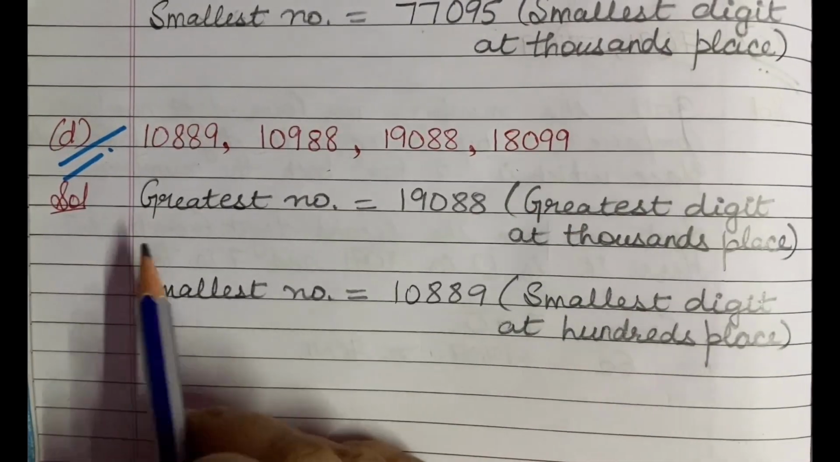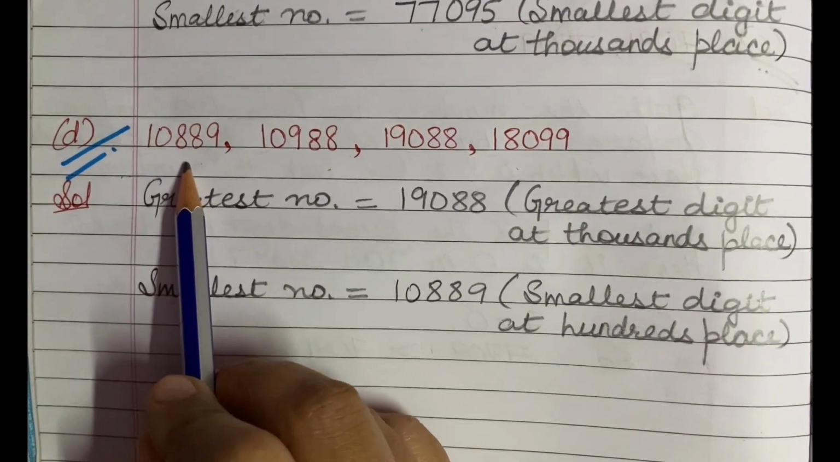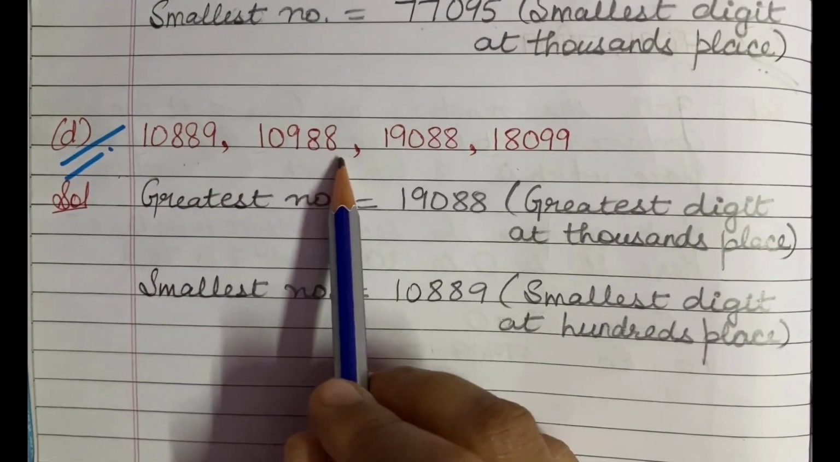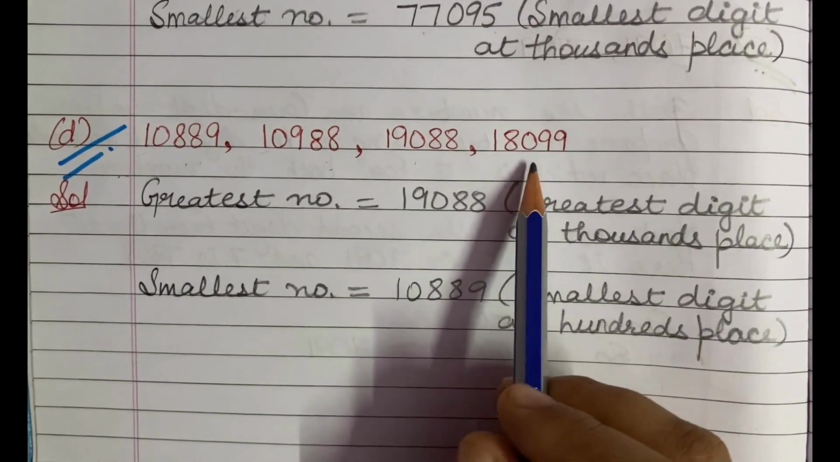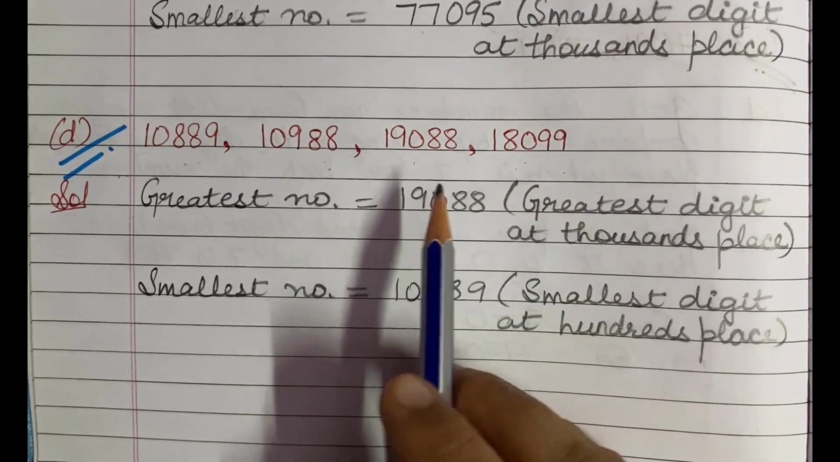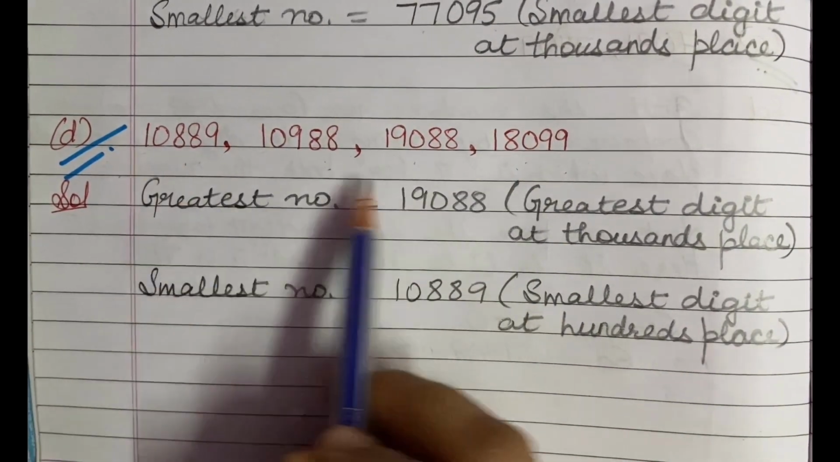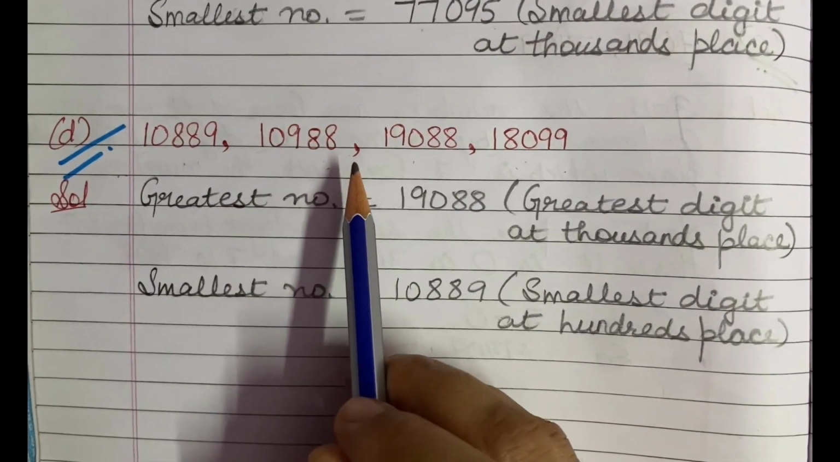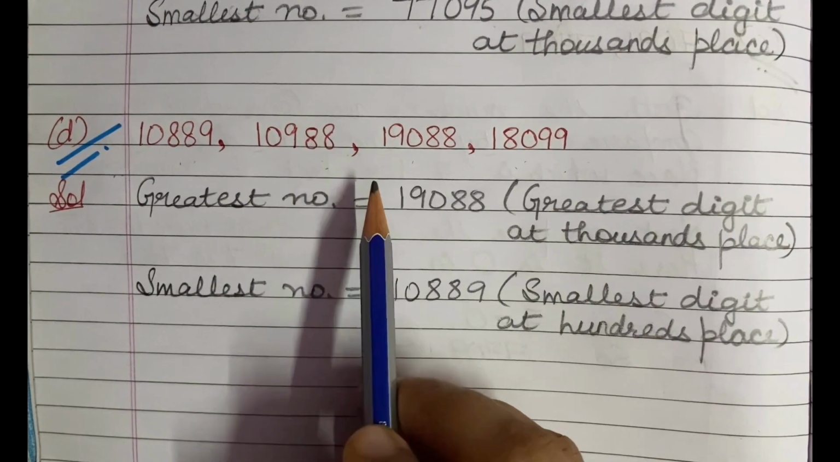Next is D part of the same question, and in this part we are having 10,889, 10,988, 19,088 and 18,099. Now students, first of all we will count the number of digits in each of these numbers, and on counting we found that all the numbers are 5-digit numbers, right?